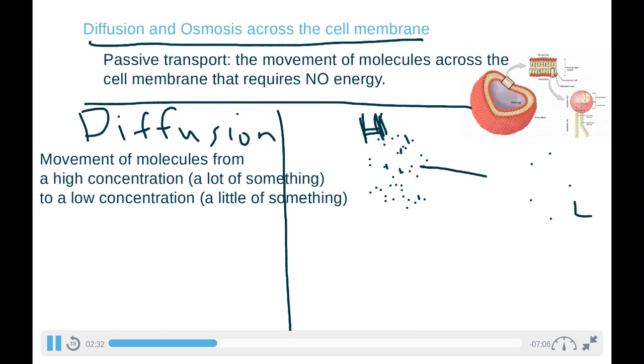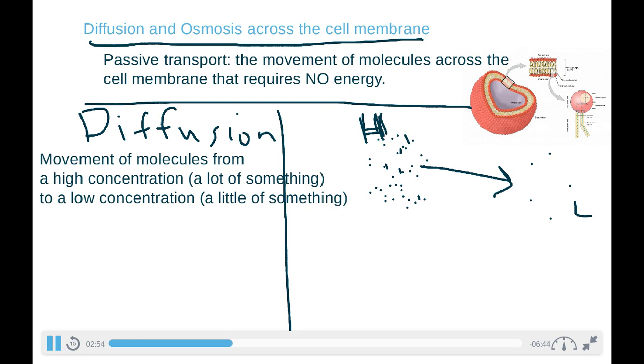The arrow is going to go from the high concentration, and the particles are going to move to the low concentration. This is happening everywhere, all around you, in the air, and also inside your body. So things in fluids, gases and liquids will be moving from a high concentration to a low concentration.